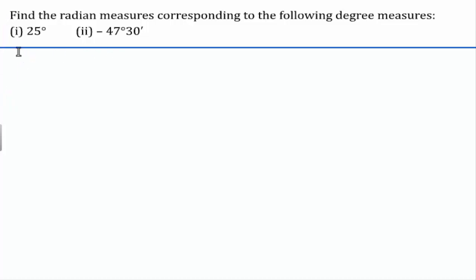In this question, we have to find the radian measure corresponding to the following degree measures. The first one is 25 degrees and the second one is minus 47 degrees and 30 minutes. Let's begin with the solution. And the first one is 25 degrees.